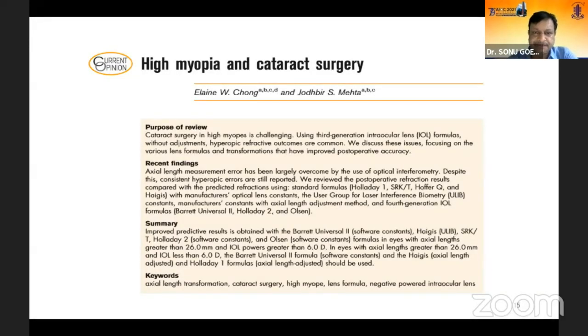Now, when you have high myopia, or eyes with high axial length, there is again a paper from Elvin Chang which says there are improved predictive results with the Barrett Universal 2. So I think Barrett Universal 2 still holds true for the extremes of axial length, high axial length, and still you can have Haigis, SRK II, Hoffer Q, and the Olsen formulas.